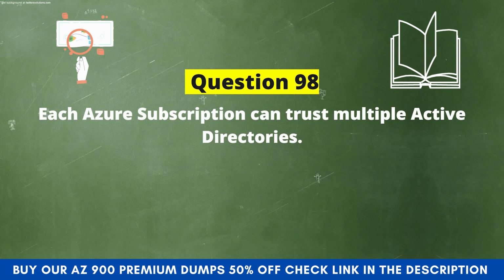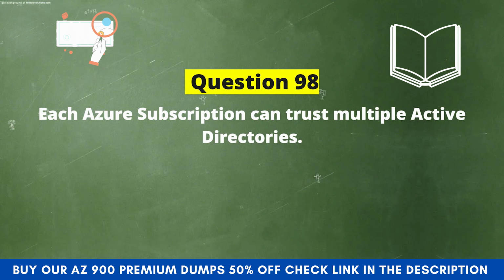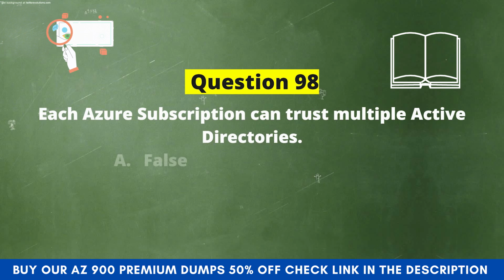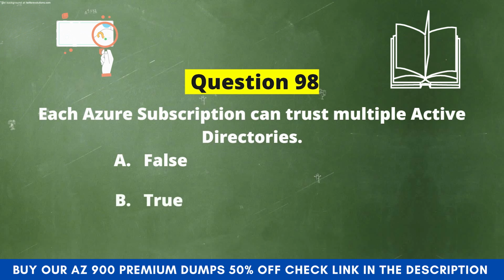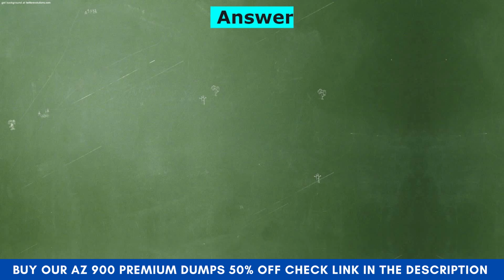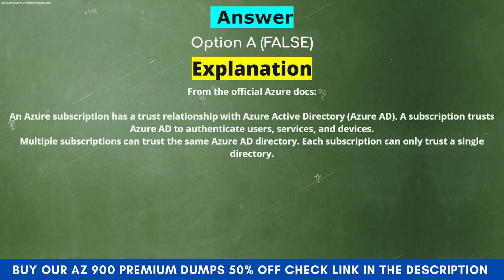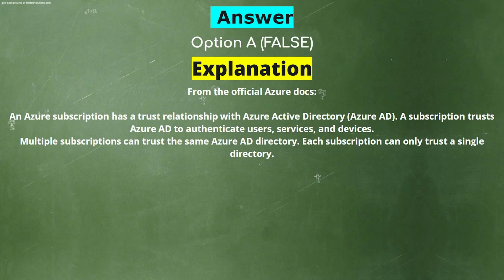Next question. Each Azure subscription can trust multiple Active Directories. Option A, false. Option B, true. And the correct answer is option A, false. Explanation. From the official Azure docs, an Azure subscription has a trust relationship with Azure Active Directory. A subscription trusts Azure AD to authenticate users, services, and devices. Multiple subscriptions can trust the same Azure AD directory. Each subscription can only trust a single directory.